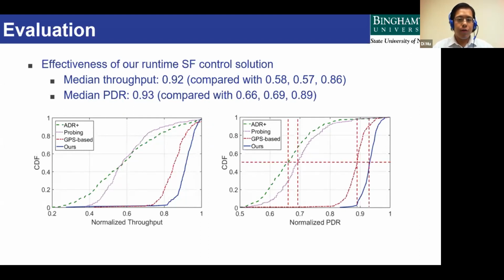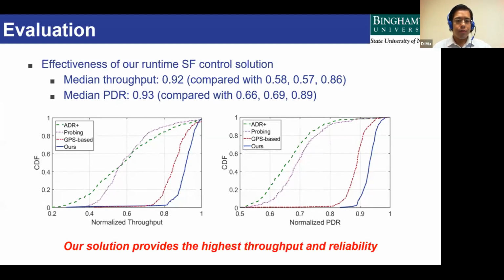The right figure shows the CDF of the normalized PDR. Our solution also provides the best performance. The median normalized PDR is 0.66, 0.69, 0.89, and 0.93 when using ADR plus, probing, GPS-based, and our solution respectively. Our runtime SF control solution consistently outperforms these three baselines.